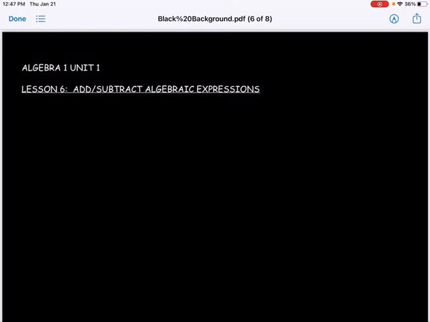If you're following along in the Algebra 1 book from 5-Minute Math, that would be Unit 1, Lesson 6. Alright, so we're adding and subtracting algebraic expressions. The last section we talked about evaluating, when we plugged values in for variables and then evaluated. But now we're just adding and subtracting algebraic expressions, combining like terms.